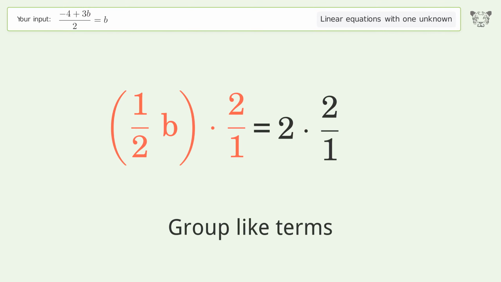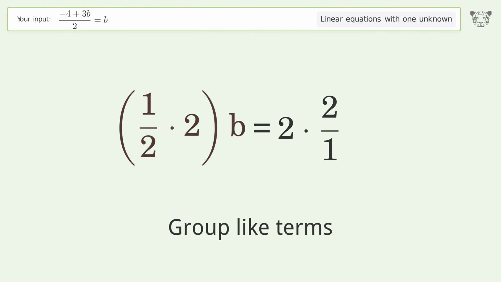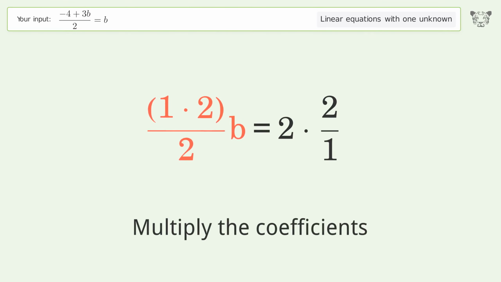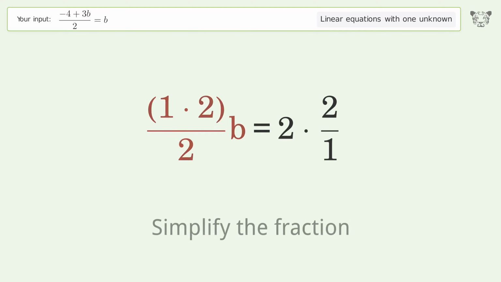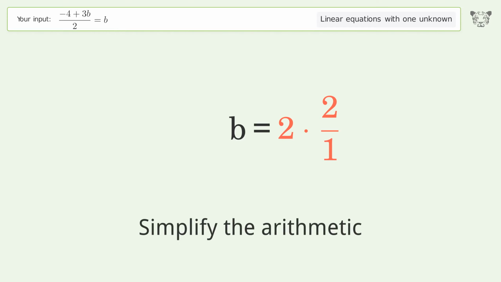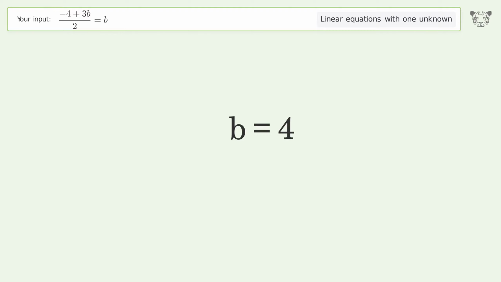Group like terms. Multiply the coefficients. Simplify the fraction. Simplify the arithmetic. And so the final result is b equals 4.